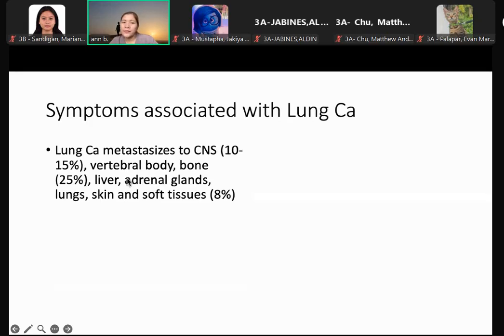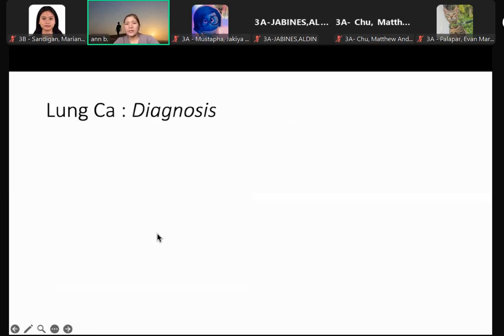So, vertebral body and bone in 25% of cases. Lung cancer metastasizes commonly to these areas. Liver, adrenal glands, lungs, skin, and soft tissues in 8% of cases. Vertebral body and bone is the most common at 25%. CNS in 10 to 15%.